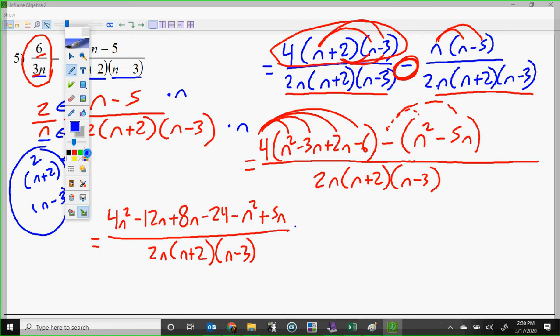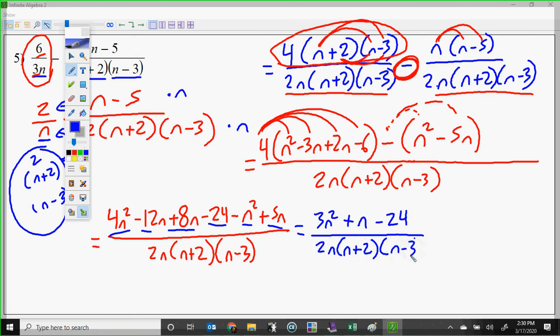Are there any like terms I can combine? Well, those two terms combine to make 3n squared. This, and this combine. So 5 plus 8 is 13, minus 12 is plus 1n, and then I have minus 24 all over 2n, n plus 2, n minus 3. So I said I'm leaving the denominators factored out.